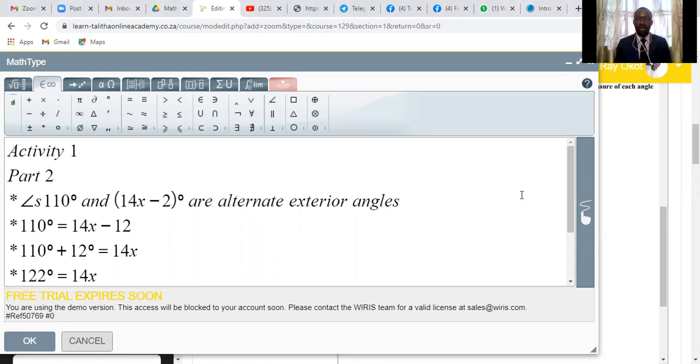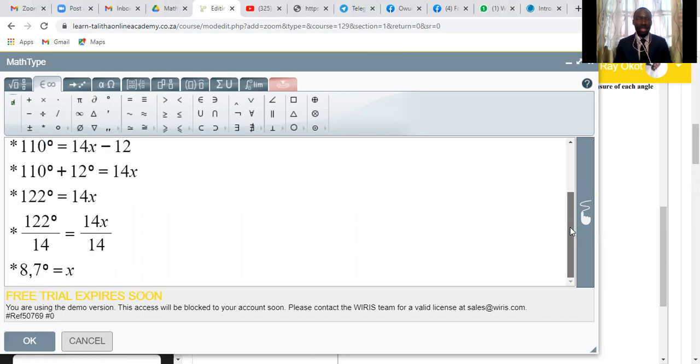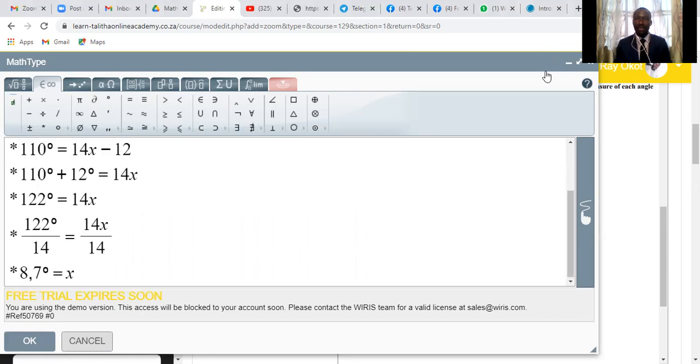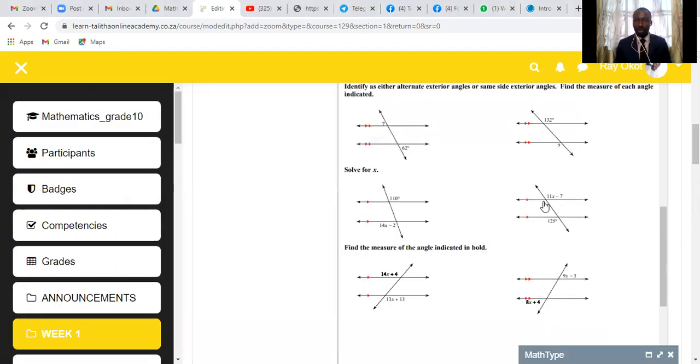Well, we can move on to the next activity, that is activity 1, the next part. And what is that? Well, here we also have to solve for x. So we have 125 degrees, then 11x minus 7 degrees. Now notice that these two angles are also what? Alternate exterior angles. So the first thing is to write that 125 degrees and 11x minus 7 are alternate exterior angles.